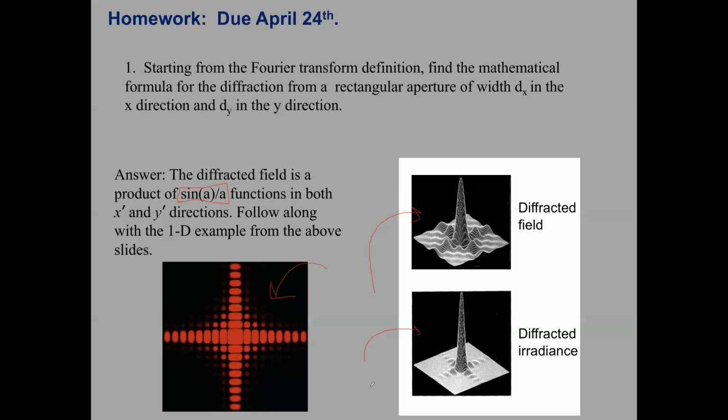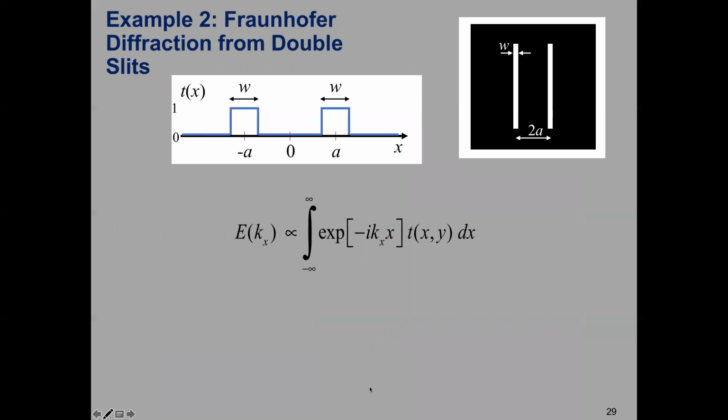As for our second example, what I'd like to do now is the double slit diffraction problem and try to use this method to predict the diffraction from a double slit experiment. Here, we're again going to treat this as a one-dimensional problem. Slits are really tall in the y direction, and the diffraction pattern is really only along the x prime direction. So we need a transmission function for the x direction along the aperture.